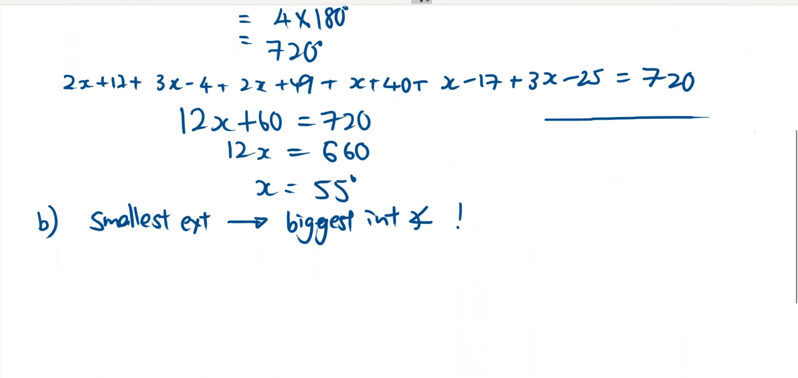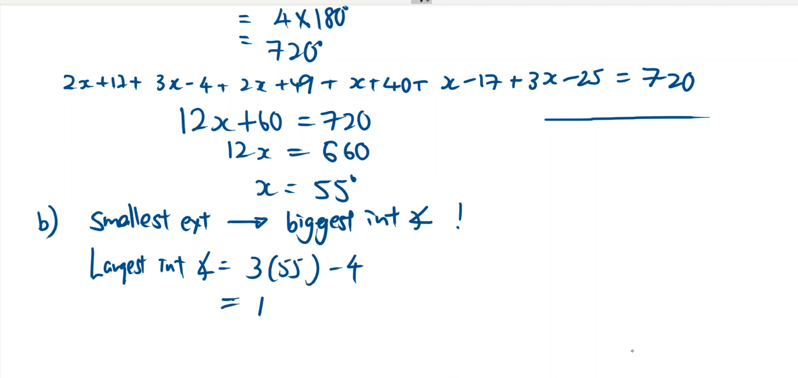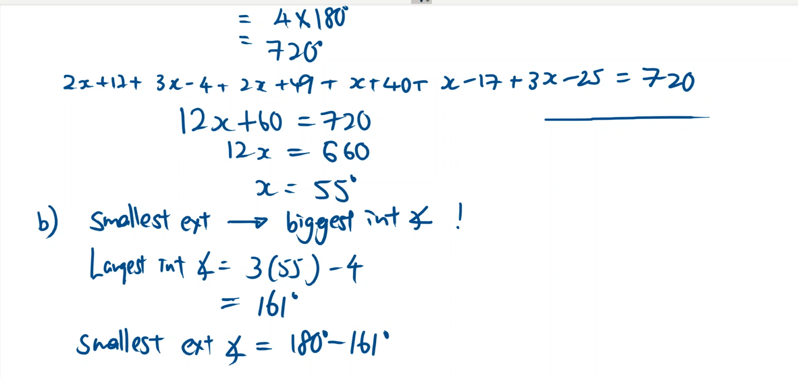interior angle. So we write down the largest interior angle is equal to 3 bracket 55 minus 4, that will give me 161 degrees. So the smallest exterior angle is equal to 180 minus 161, the supplementary angle, and that would be 19 degrees.